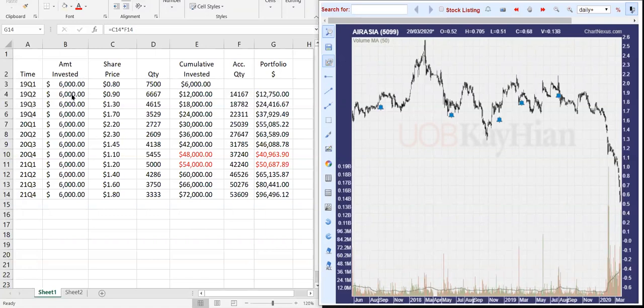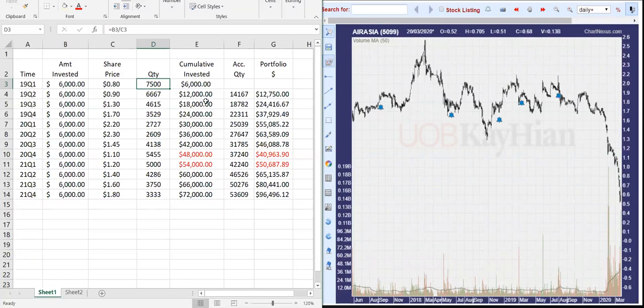You invest 6,000 every quarter for the next 1, 2, 3 years, and this is a different share price. The share price starts with 80 cents, and then the next quarter goes up to 90 cents, 130, and so on, a peak of 230 before it tumbles down to as low as 110, a correction of about 50%. And this is the quantity that you'll be able to buy if you invest 6,000 into the share at a different share price through the quarters.